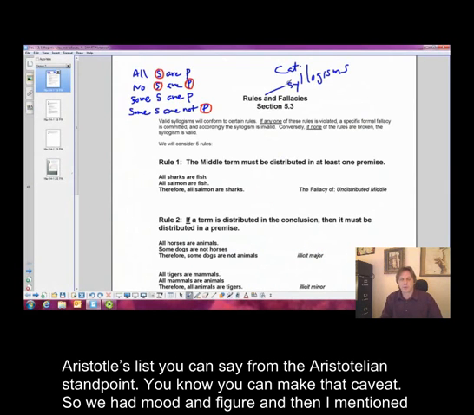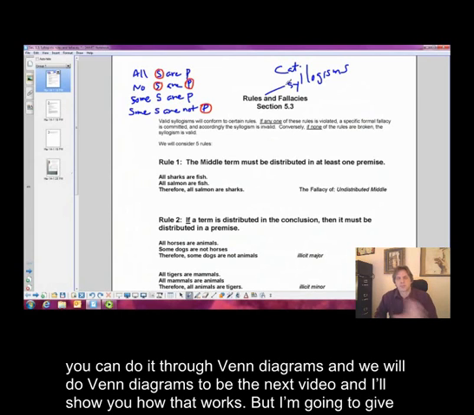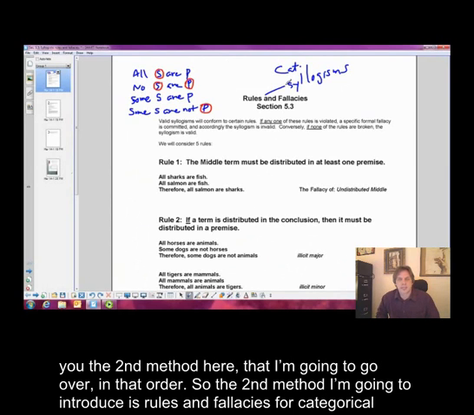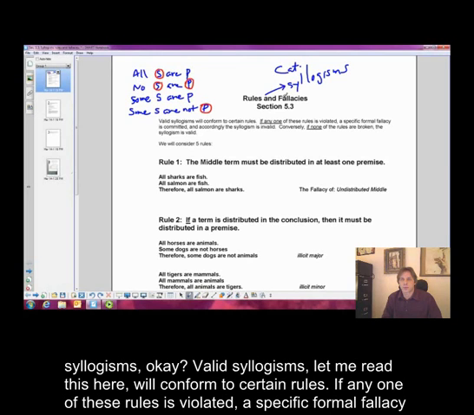So we had mood and figure, and then I mentioned you can do it through Venn diagrams, and we'll do Venn diagrams. It'll be the next video, and I'll show you how that works. But I'm going to give you the second method here that I'm going to go over in that order. So the second method I'm going to introduce is rules and fallacies for categorical syllogisms.